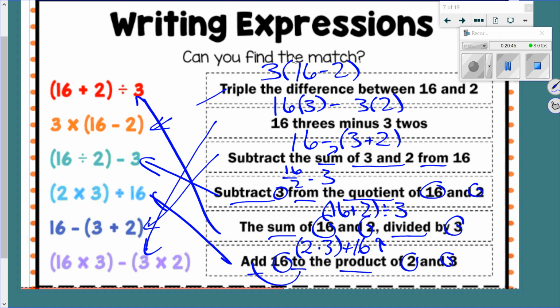Keep this packet. We will be finishing this next class. If we don't finish, it's probably going to be homework. But you need to have this packet with you. Any questions, guys? Oh, sir.